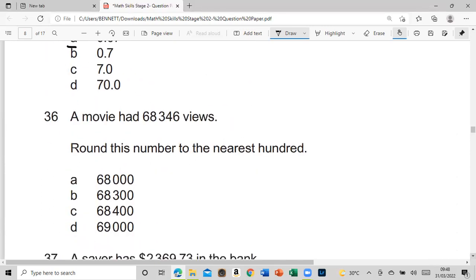A movie had 68,346 views. Round this number to the nearest 100. Notice it says 100. So it's either going to be 300 or 400, one out of the two. But it's saying 100, never say tens or whatever. So 346 is definitely 300, as you have to go 50 or over to get closer to 400. So that's it.